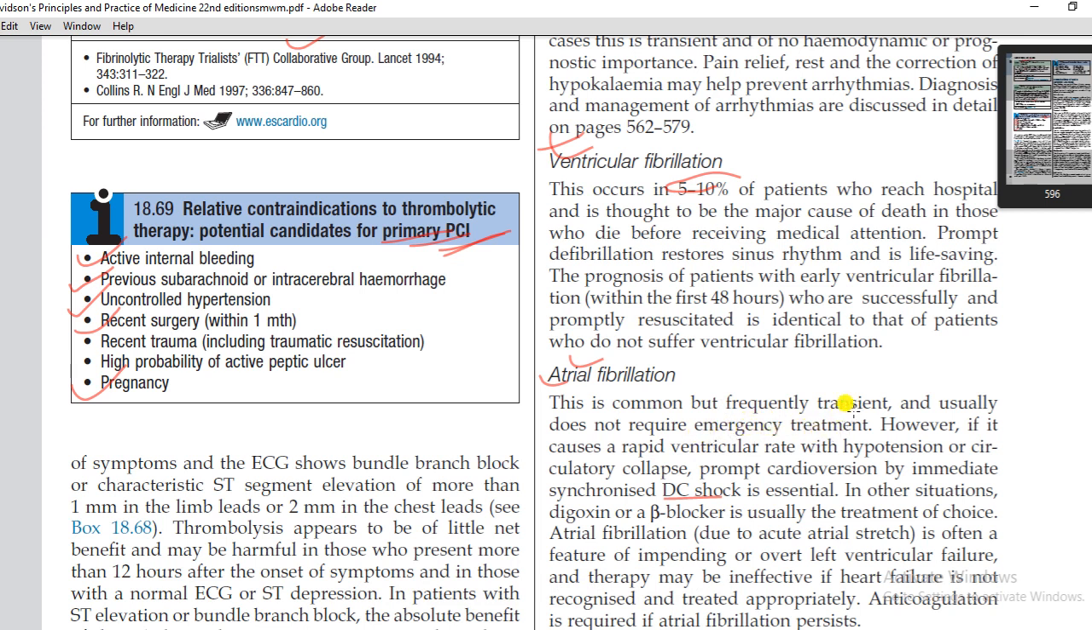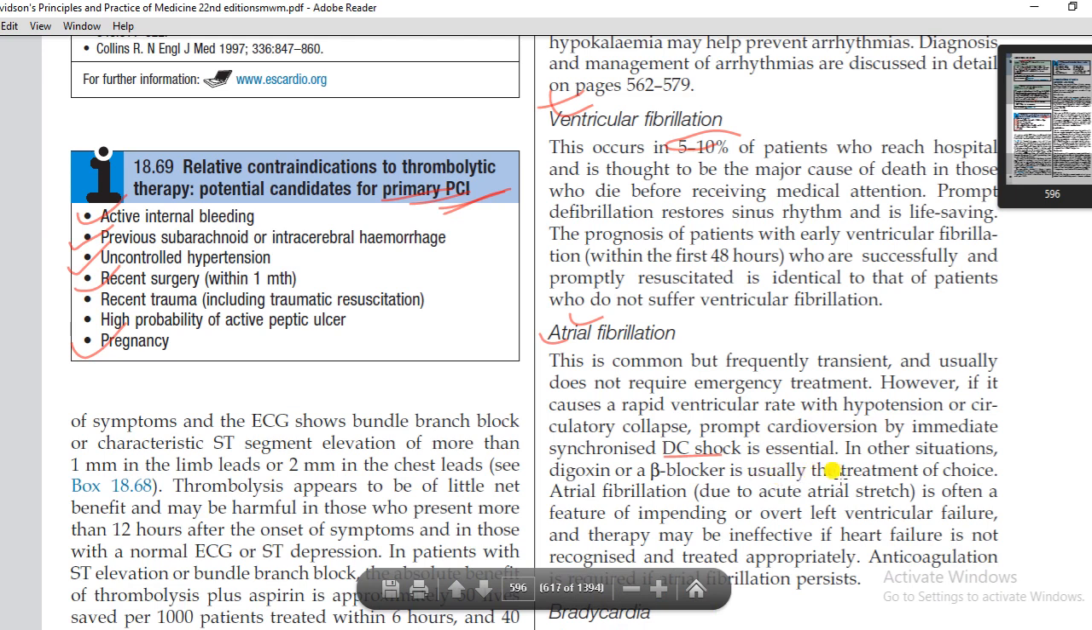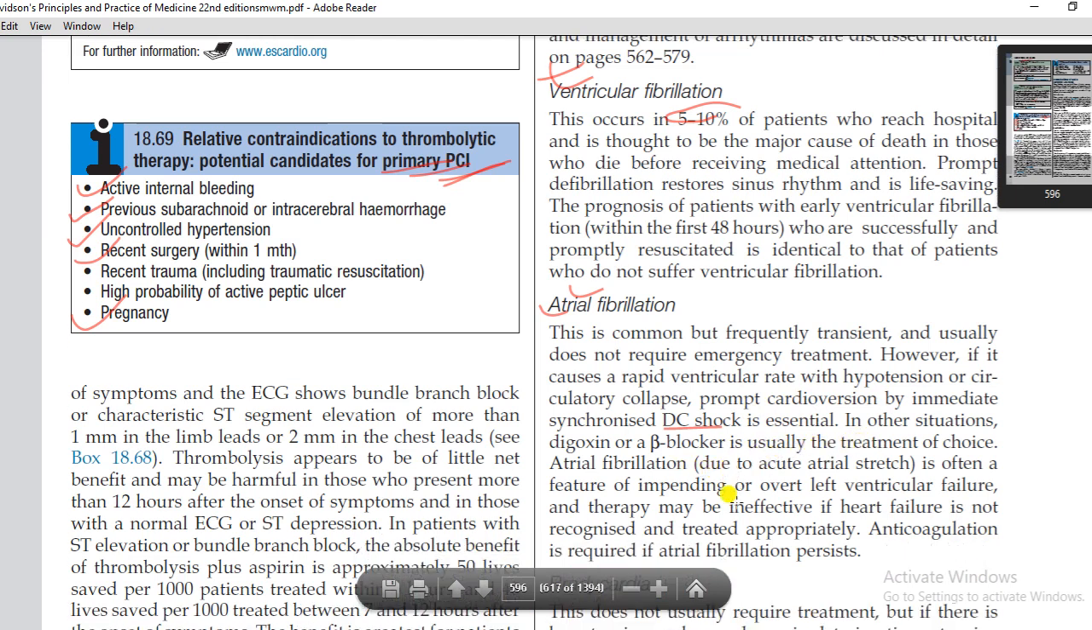It doesn't require any emergency treatment, and it is frequently transient. However, if it causes a rapid ventricular rate with hypotension or circulatory collapse, prompt cardioversion by immediate synchronized DC shock is essential. In other situations, digoxin or a beta blocker is usually the treatment of choice. Atrial fibrillation due to acute atrial stress.